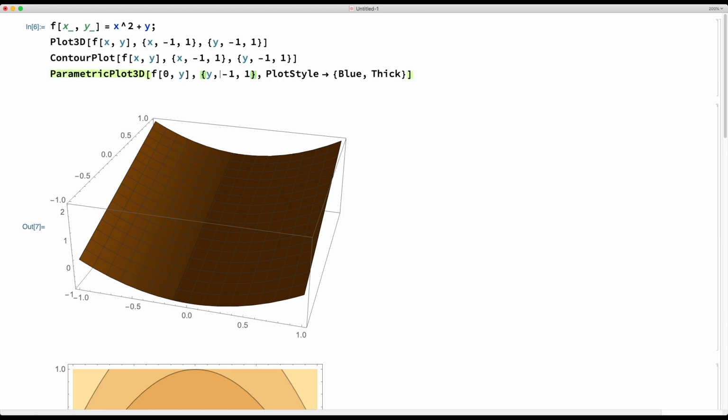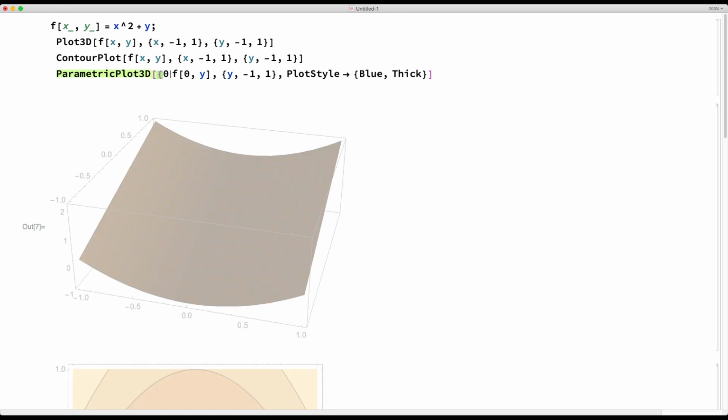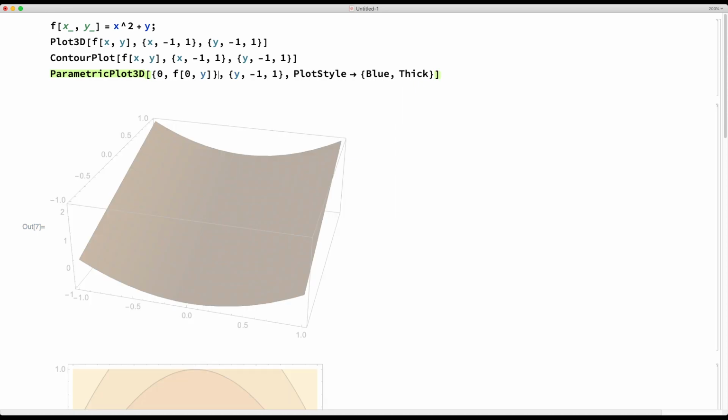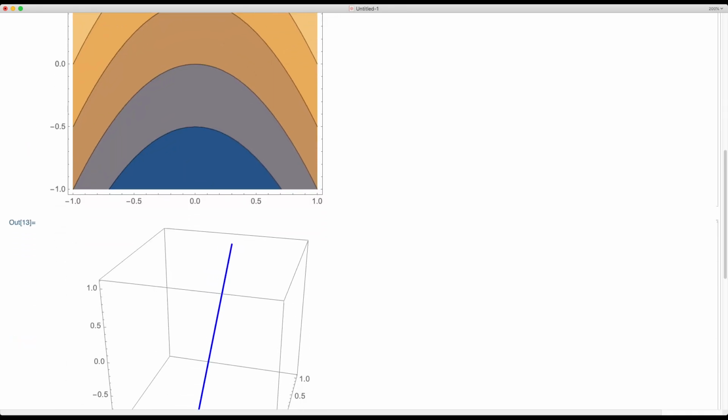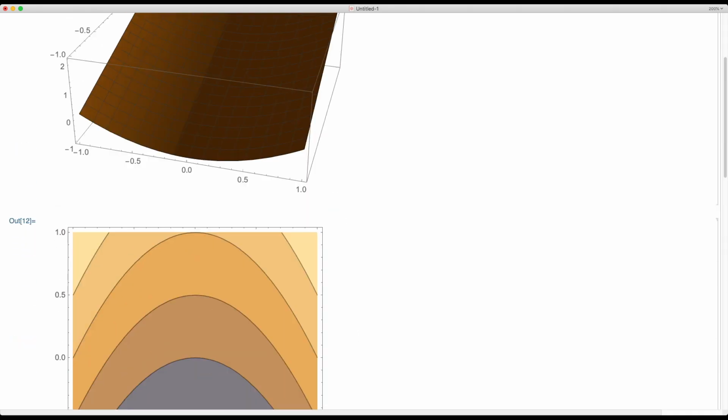Okay, why didn't that work? Oh, right. It's because I didn't specify 2 coordinates. Okay, hang on. Let me think for a moment. If I want x to be constant at 0, then I want... that's what I wanted. Okay, excellent.